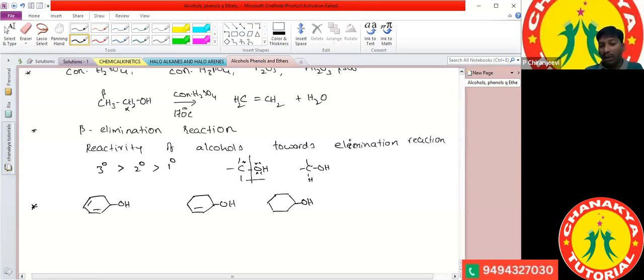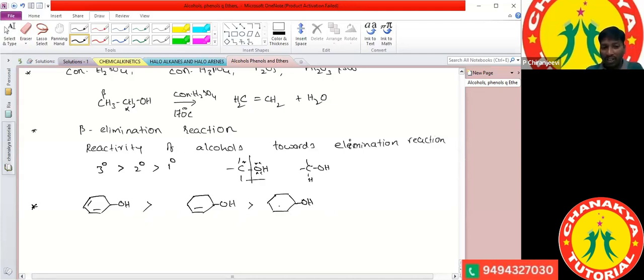Similarly here also, if the conjugation increases, the donating capacity increases. The number of donating groups increases, so the bond is easily cleaved here. But in this one, are there any electron donating groups? No. So according to that, the reactivity order: the first one is more reactive than the second one.